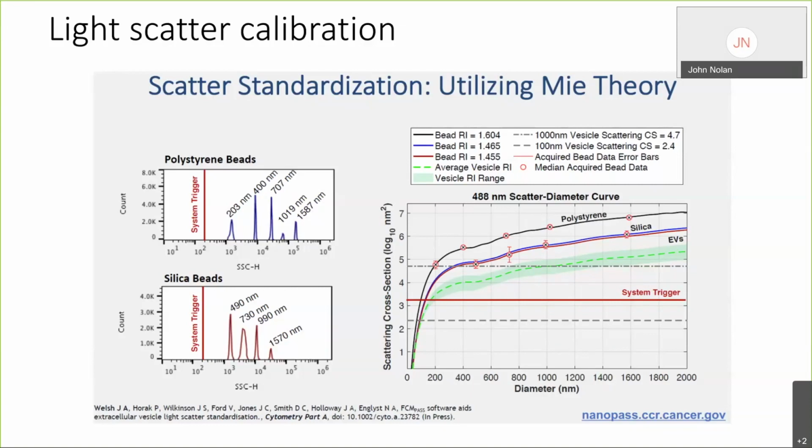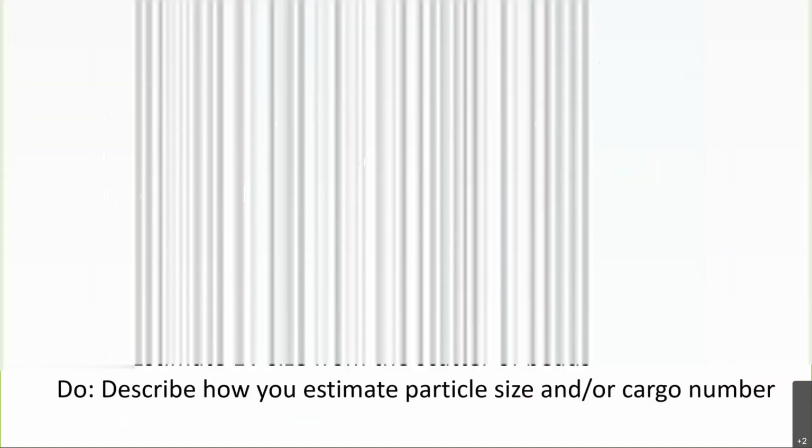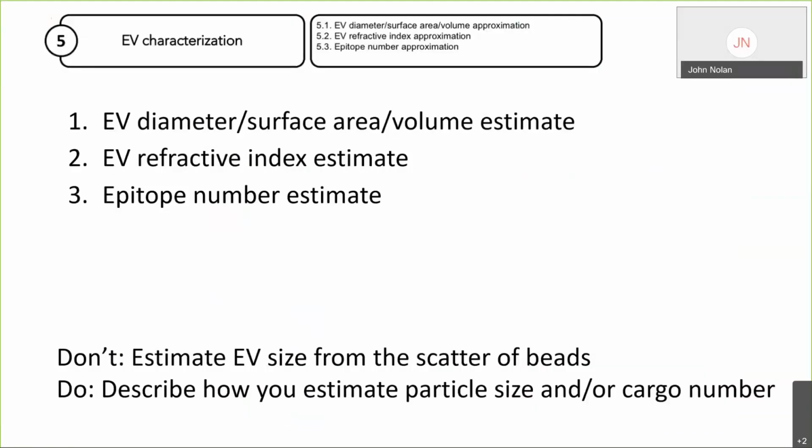And I think the forward-looking vesicle analysis lab will be incorporating these approaches. Okay, so that had to do with calibrating the instrument. We've prepared our sample. We've stained it with all the appropriate controls. We got our instrument set up and calibrated, and we've made some measurements. And now we want to interpret those measurements.